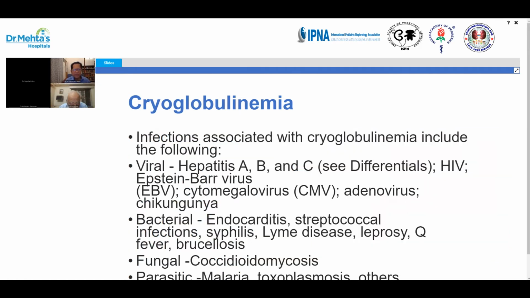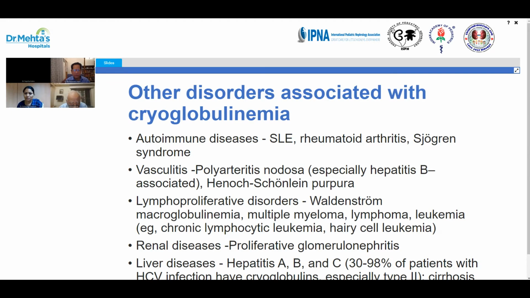Most cases are associated with infection, particularly hepatitis, which is one of the important causes: hepatitis A, B, C, and EB virus, cytomegalovirus, adenovirus. Also in chikungunya, there is an incidence of cryoglobulinemia. Also bacterial causes, particularly brucellosis, are important, as well as fungal, parasitic causes, particularly malaria and toxoplasmosis, and autoimmune disease, also vasculitis, lymphoproliferative disorder. Renal disease is an important etiological factor.